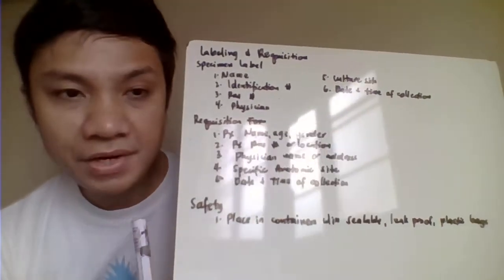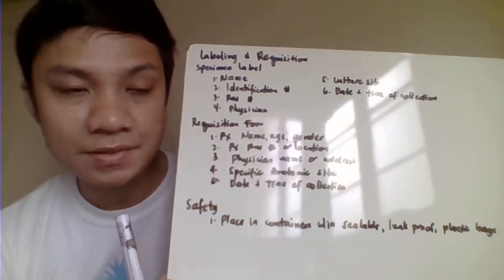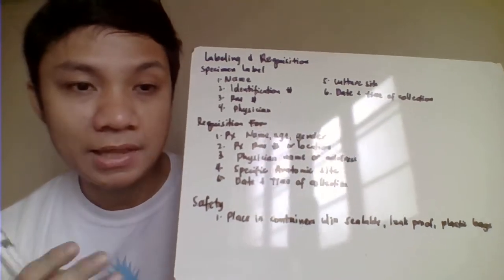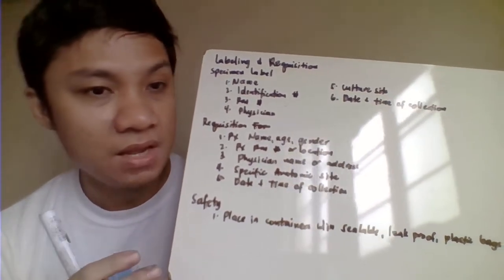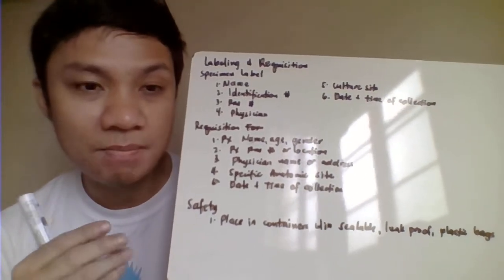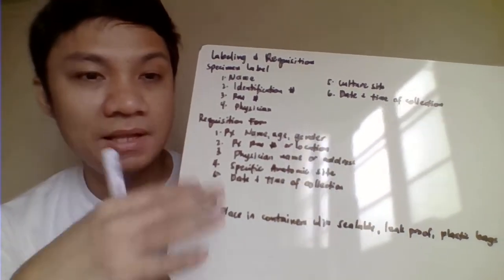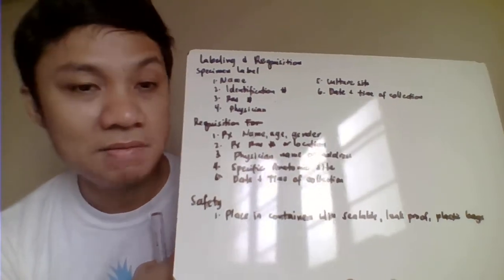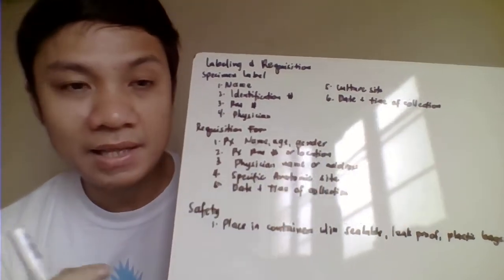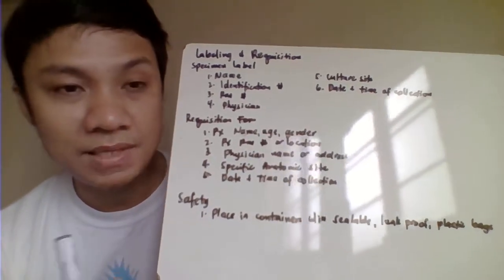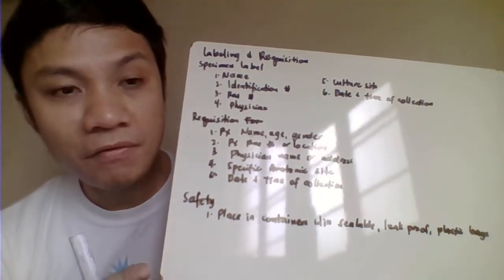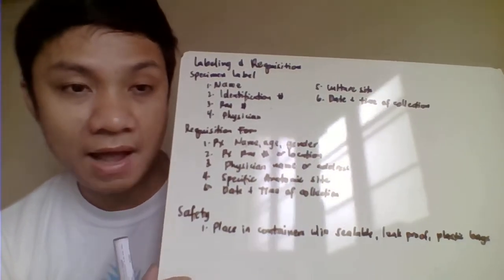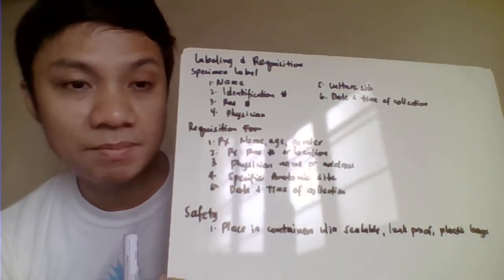Okay, then we have here the safety. So when we are transporting the specimen, you need to put the container or the collection tube in your biosafety or biohazard pouch. It should have, have you seen the biohazard symbol? So our plastic container should be indicated that way. It should be a leak-proof container. Leak-proof, so that it prevents the drying up of your specimen.